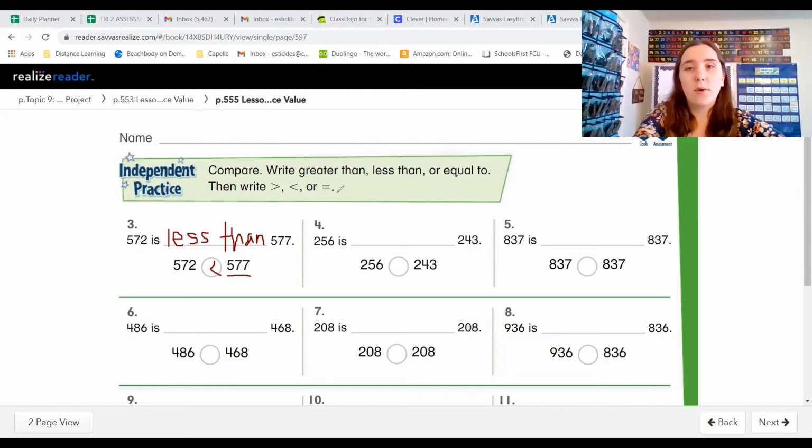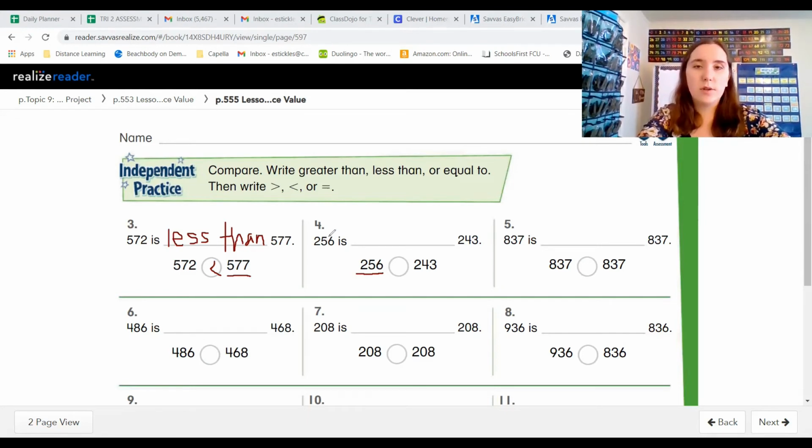I want you to do number 4. So pause me, write out greater than, less than, or equal to, and your symbol, and then come back when you have it all done. Okay, we have 256 and 243. Let's look at the hundreds first. We have 2 and 2. Those are the same, so we have to go to the tens. 5 and 4. Which one's bigger, 5 or 4? 5. So that means 256 would be the bigger number.